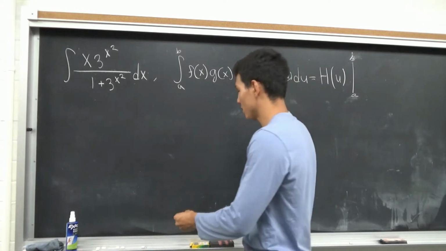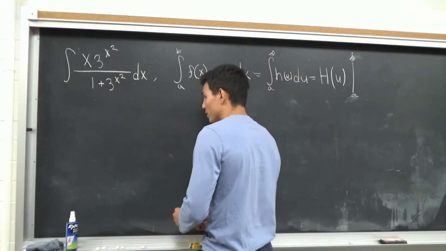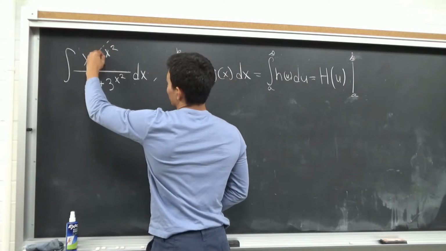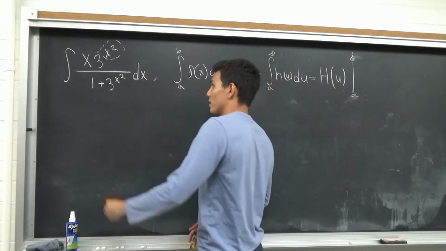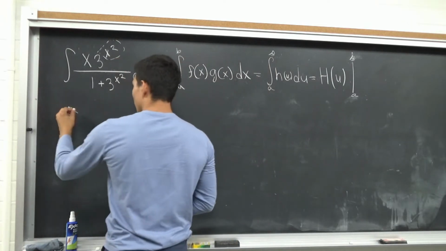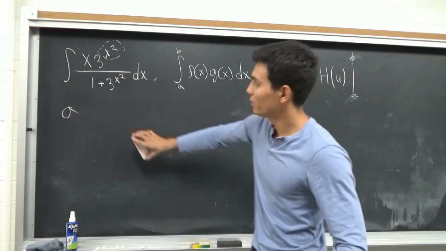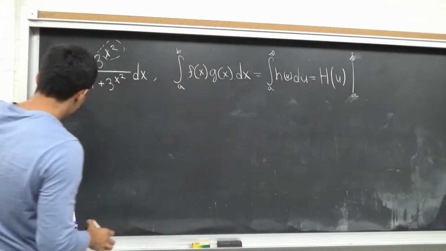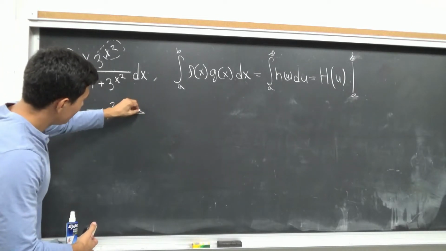Okay, so in this case, the substitution you're going to want to make here, do you have any colors? No, I don't. Why? Well, if you let that be any variable, you call it a. Call that a. a is equal to x squared.